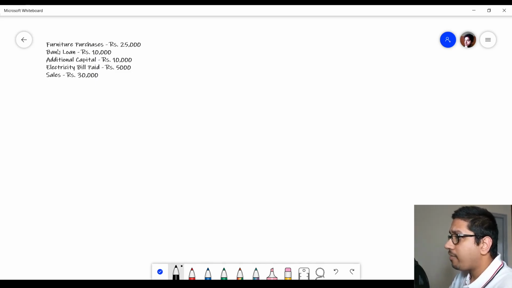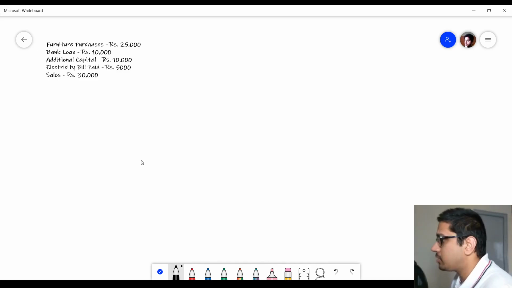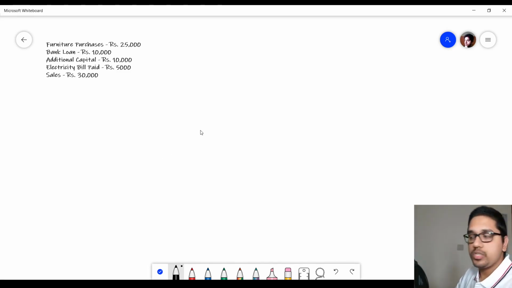All right, so you have furniture purchases of rupees 25,000. That's the first item, so let's directly try solving this. You have furniture purchases in the business, so you have to understand that furniture is coming into the business. Furniture of rupees 25,000 is coming into the business. It doesn't state how that furniture is coming into the business, so we will assume that you used cash to purchase the furniture. All right, so now what are we going to do?